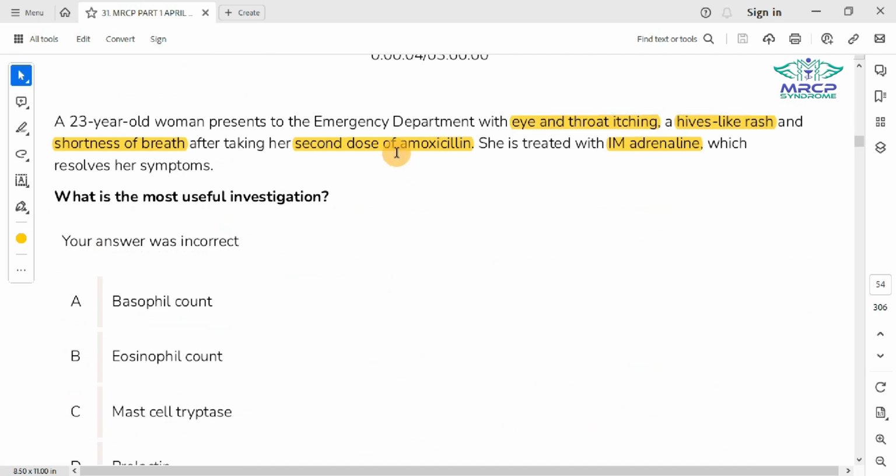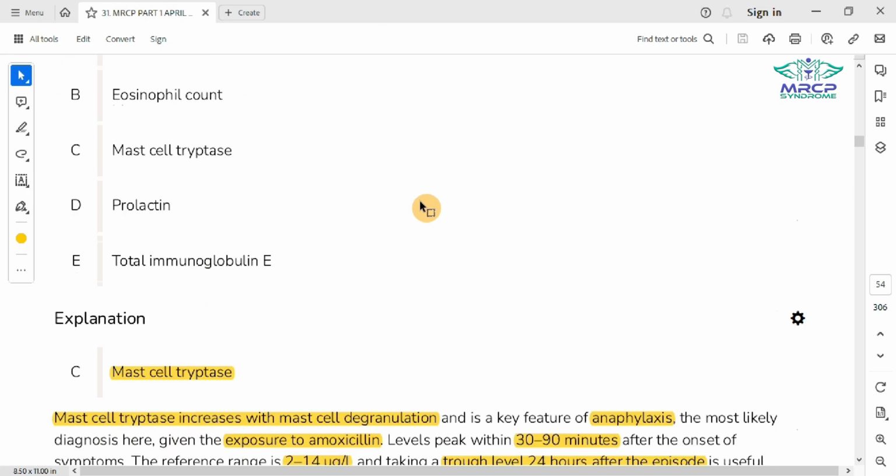Also, in the original recall, this question was pretty straightforward. They give the scenario of an anaphylactic reaction with the features of hypotension, and they directly ask what should be the next step in management. So the next step in management would be the intramuscular adrenaline.